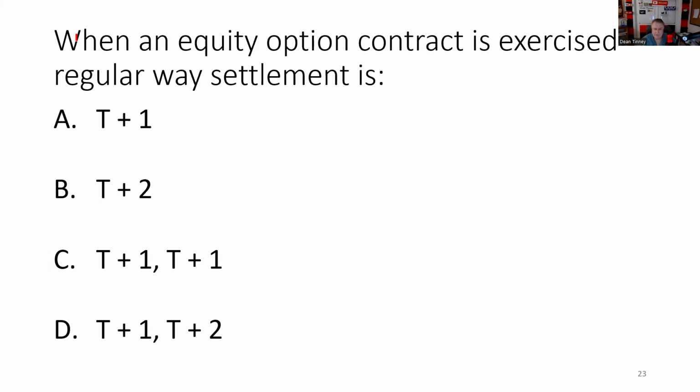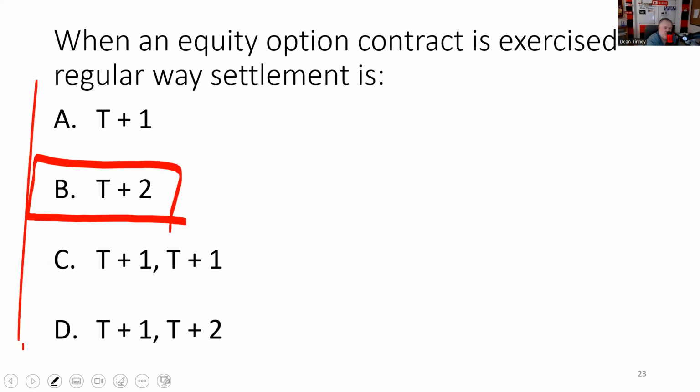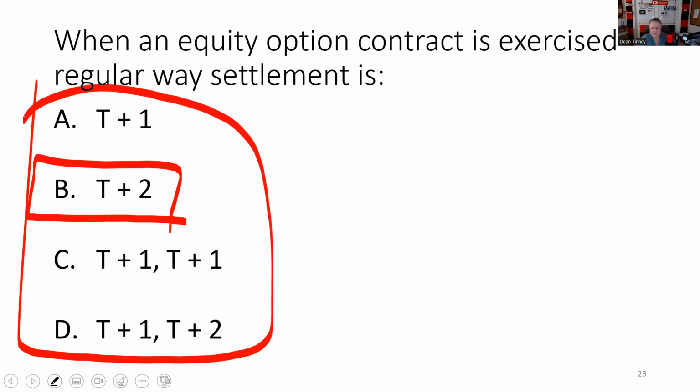Now, here I'm asking you about equity option contracts being exercised, regular way settlement. So if I exercise my Apple call contract, that means I'm going to buy 100 shares of Apple. So this isn't asking about when the option contract settles, which is T+1. It's asking if we exercise, that's going to be a stock trade, and that's going to be T+2. And again, what I'm trying to get you comfortable with in this exercise are these answer sets.